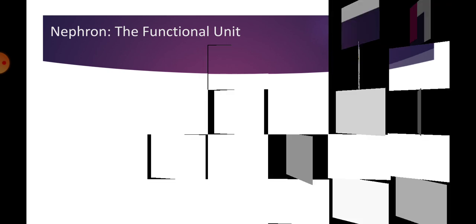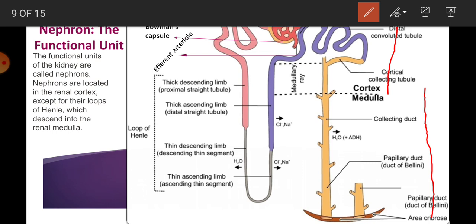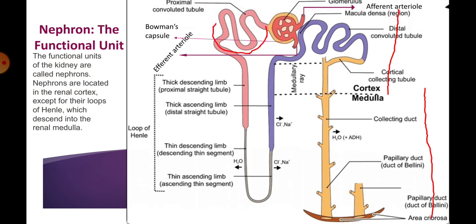Then this part here is a curved tube called the proximal convoluted tubule. Proximal means near. This is near the glomerulus, that's why it is called proximal, and convoluted means curved. So this portion is called the proximal convoluted tubule. Tubule means smaller tube.